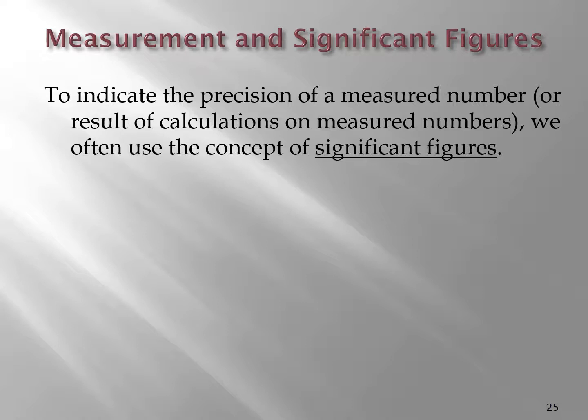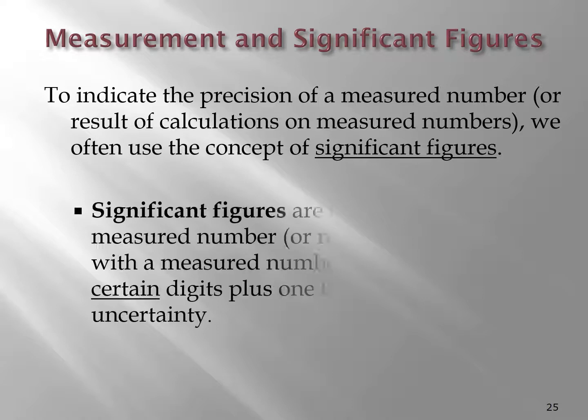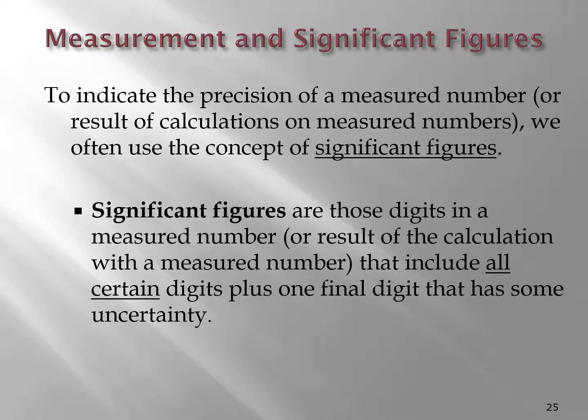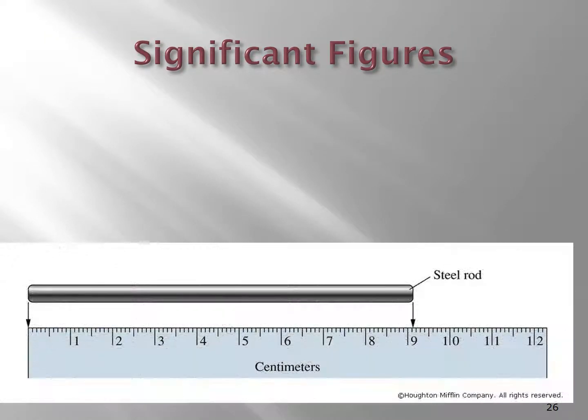So let me explain a little bit more about significant figures. Significant figures are those digits in a measured number, or the result of a calculation with a measured number, that include all certain digits plus one final digit which has some uncertainty. So let's look at an example of what I mean. Let's say you're trying to measure this steel rod. You can see that the steel rod is a little bit past 9 centimeters.